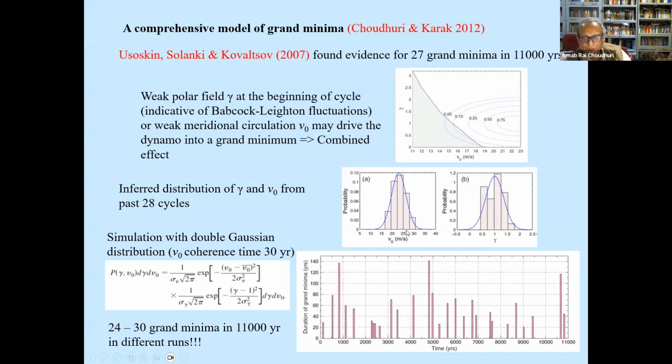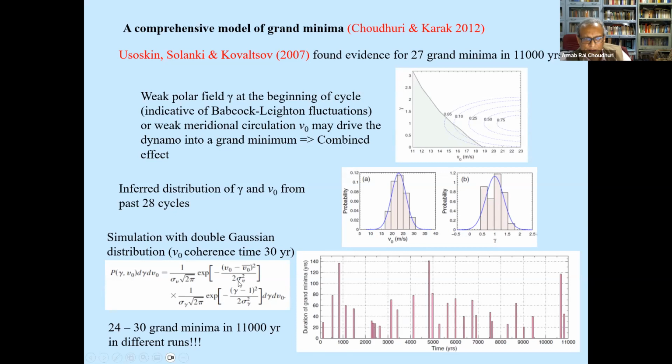And since we have a state set of only, I think, 28 entities, you cannot expect the probability distribution to be statistically very significant. But still, I would say that there is an indication that this probability distribution is probably Gaussian. So we assume that this gamma and V0 have this kind of a double Gaussian probability distribution.